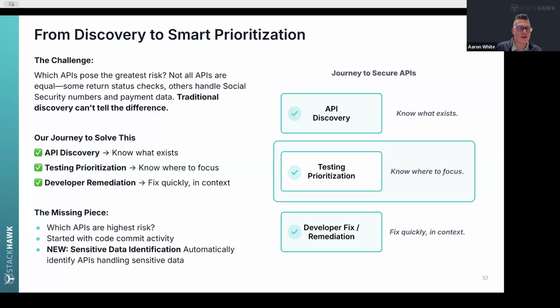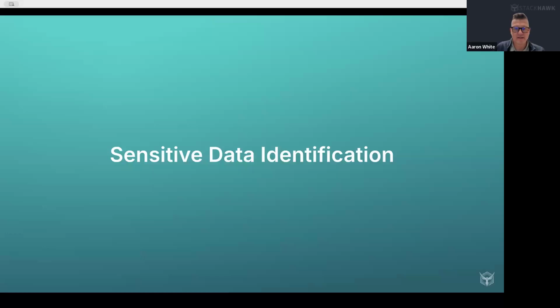So where are we at now? What are we missing? Today, what we're announcing and talking about is sensitive data identification. As part of the API discovery process, being able to automatically analyze your source code to look at which APIs are handling sensitive data. So let's jump into that real quick.